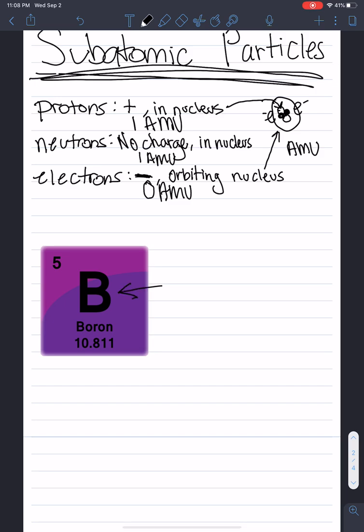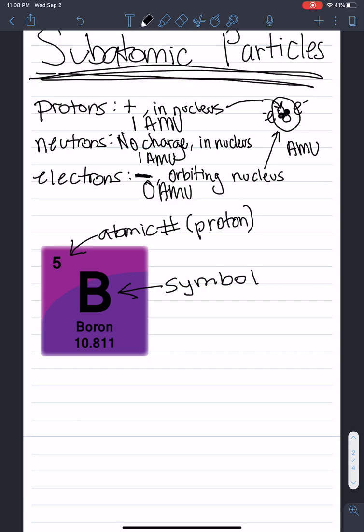So this B right here, that is our symbol. So if you look at the periodic table, each element has a different symbol. They're all unique. So boron is a B. All right, and then this little number at the top, it's called our atomic number. And our atomic number actually equals our number of protons. So write proton to the side. All right, so we can always figure out the amount of protons in an atom by the atomic number. The next number down here, the 10.81, is our atomic mass.